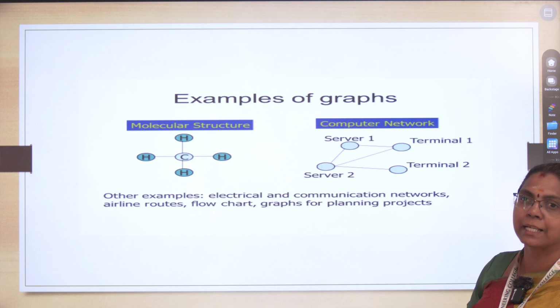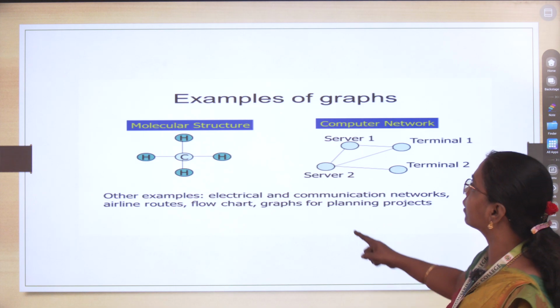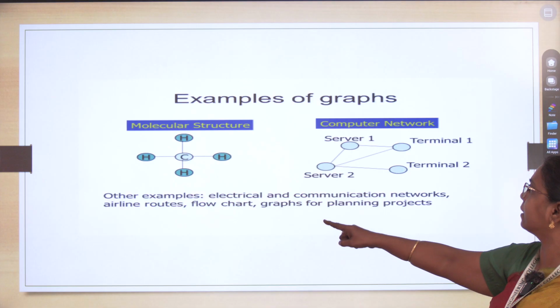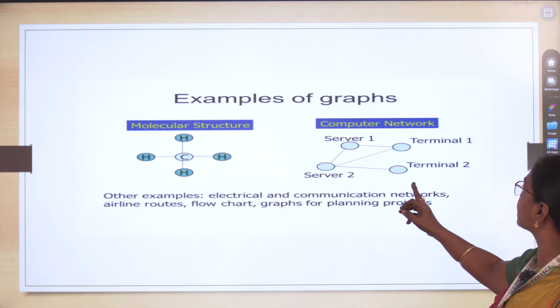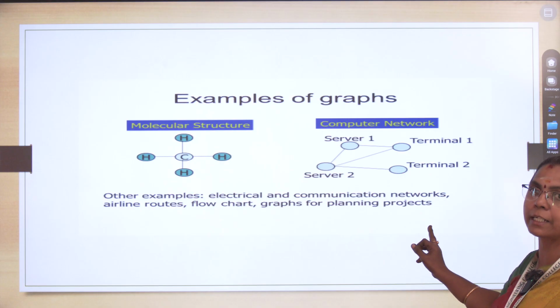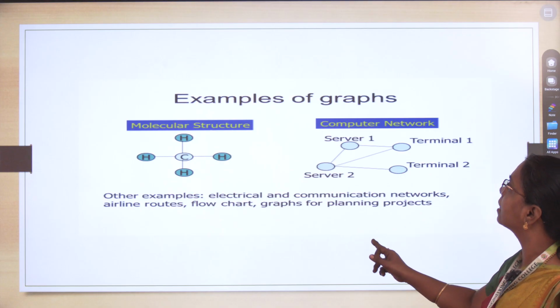Here we say some examples of graphs. The molecular structure, with all the nodes being connected, is an example of a graph, as well as a network of several terminals being connected.